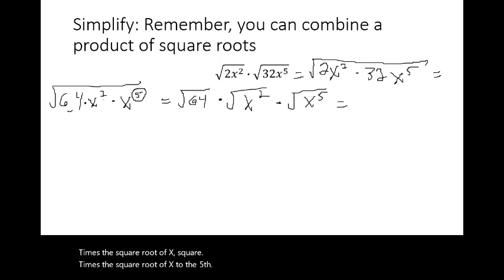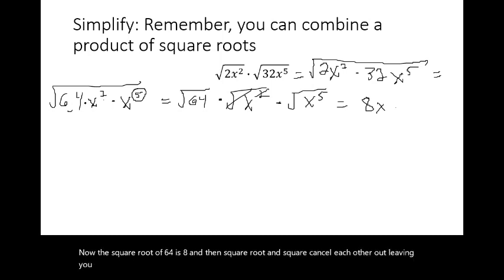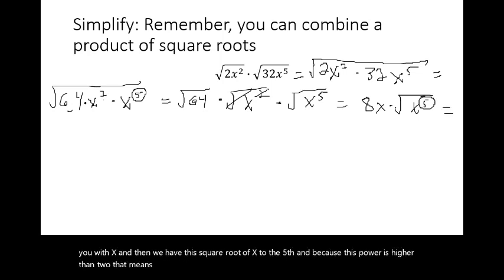Now the square root of 64 is 8, and then square root and square cancel each other out, leaving you with x. And then we have this square root of x to the 5th. And because this power is higher than 2, that means that we can simplify it. So I'm going to write this in terms of as many x squareds as I possibly can.